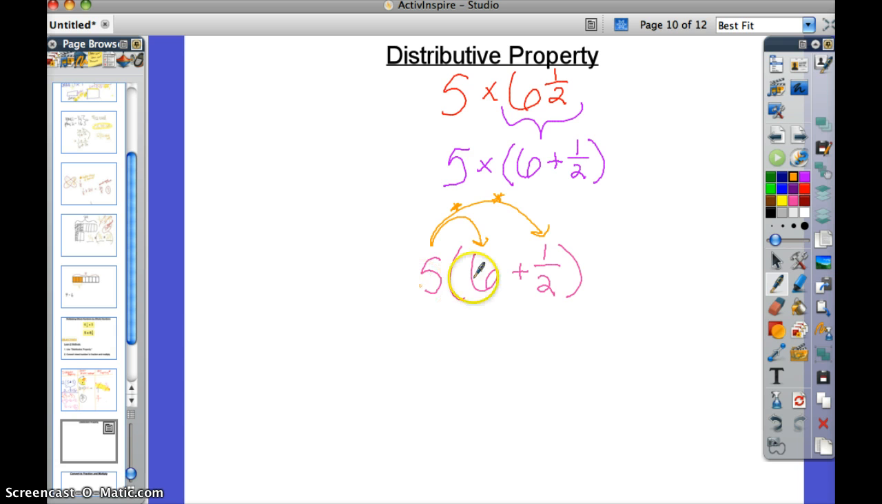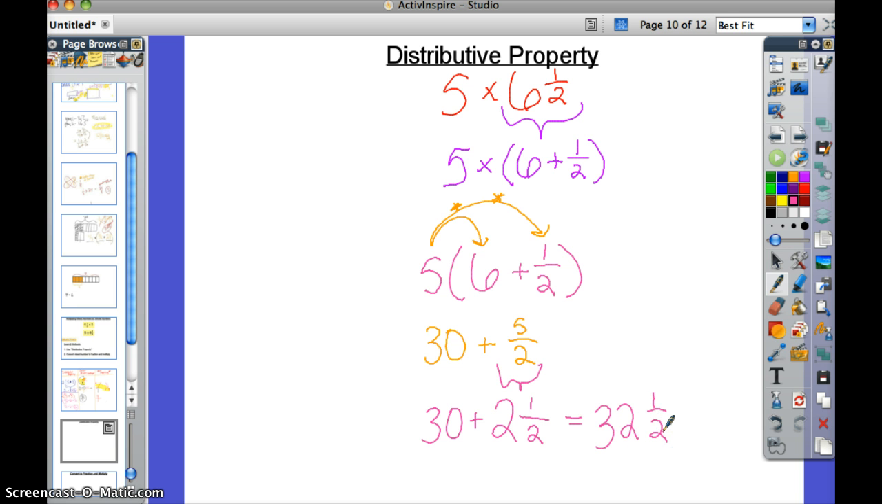So 5 times 6 is 30, right? And 5 times 1/2 is 5/2. Now you guys know we need to make this into a proper fraction, right? It goes in 2 times with 1 left over. And now we have a very easy problem. 30 plus 2 1/2 is 32 1/2. So really it's 2 products that you're adding together: the product of 5 times 6 is 30, and the product of 5 times 1/2 is 5/2, and then you add them together just as we did down here.